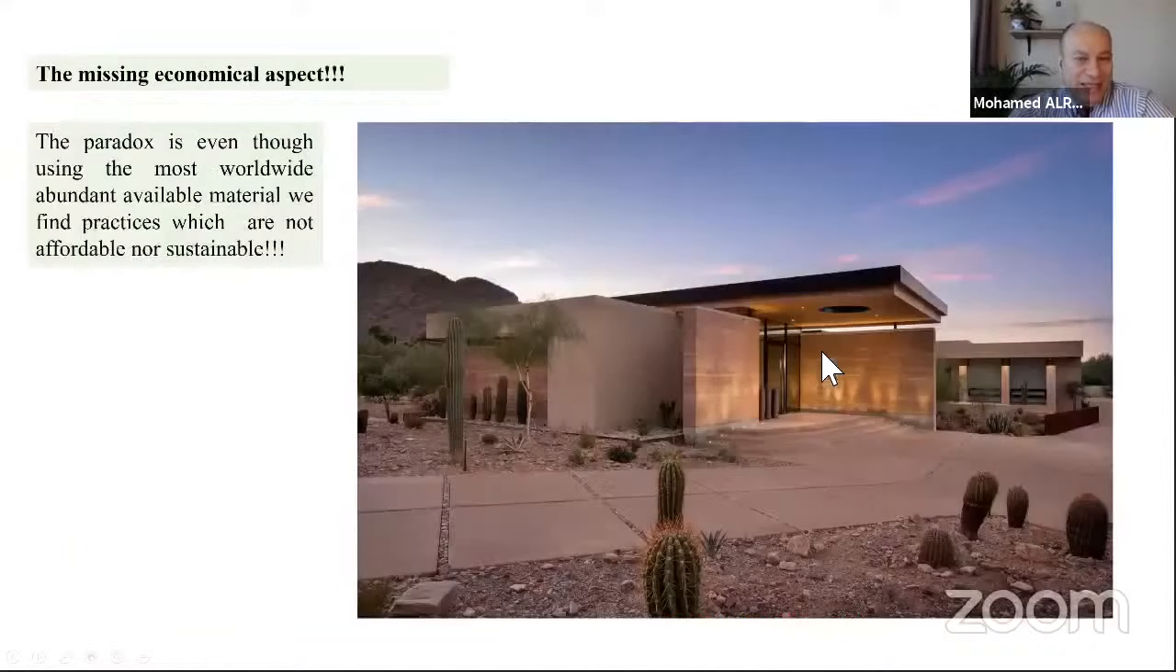There is a missing economical aspect here. There is a paradox, really. Yesterday most of the presentations said that we are dealing with a most affordable material, widely available, very cheap, and costing nothing, and so on. So why did we reach the point that it causes the figures I mentioned to you? There is something missing.